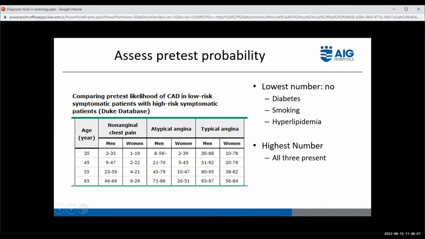like in the Duke databases. Suppose you see a 30-year-old man with no chest pain, atypical angina or typical angina, how the probabilities vary. It is based on gender, age and chest pain.